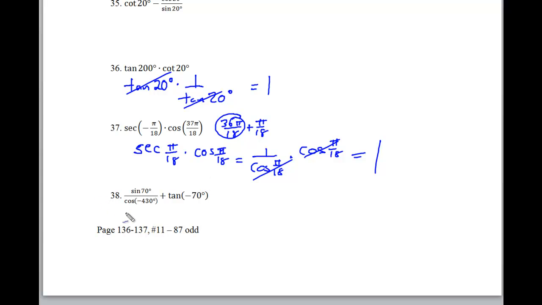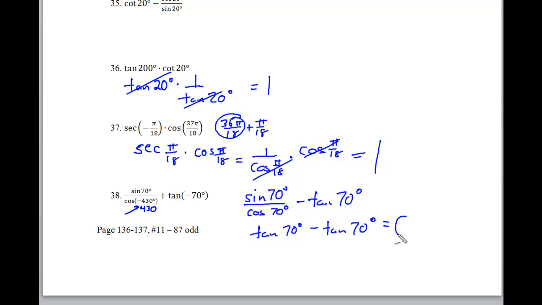All right, here's another odd-even property. The cosine of this negative angle is the same thing as the positive angle. So this is going to be the same thing as 430, but if you take one revolution clockwise around the circle, this takes you down to cosine of 70 degrees. So we have sine of 70 degrees over cosine of 70 degrees. The tangent of negative 70 can be written as, instead of plus, minus tangent of 70 degrees. Sine over cosine is tangent. So we got tangent of 70 degrees minus tangent of 70 degrees. What trickery is this? 0.